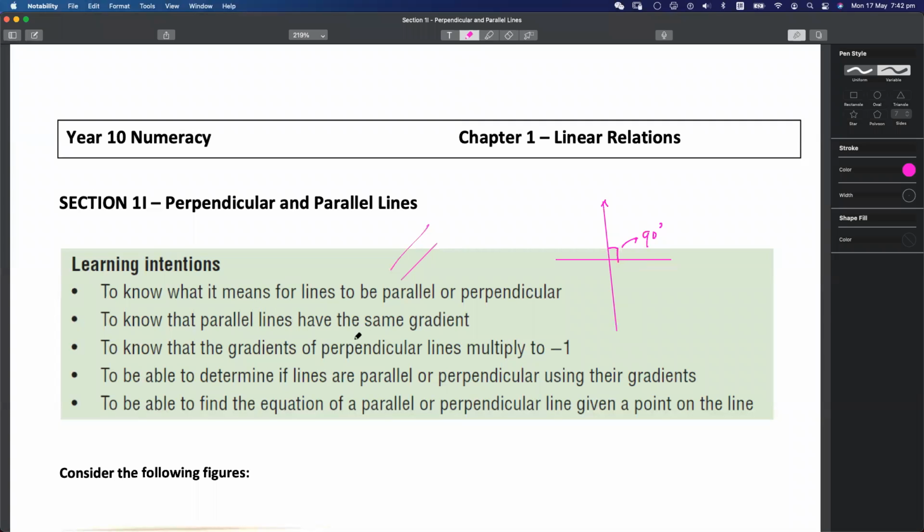To know that parallel lines have the same gradient, to know that the gradients of perpendicular lines multiply to -1, to be able to determine if lines are parallel or perpendicular using their gradients, to be able to find the equation of a parallel or perpendicular line given a point on the line.